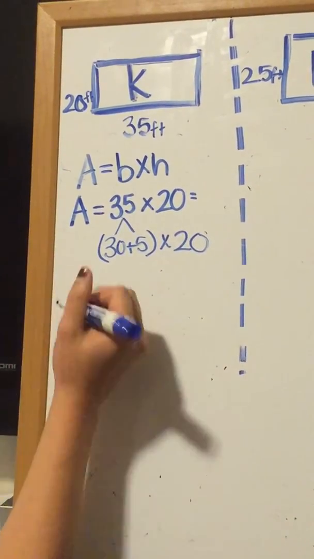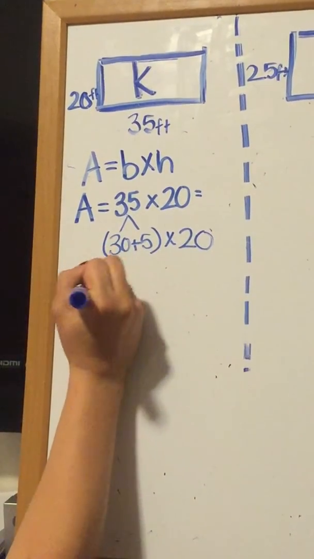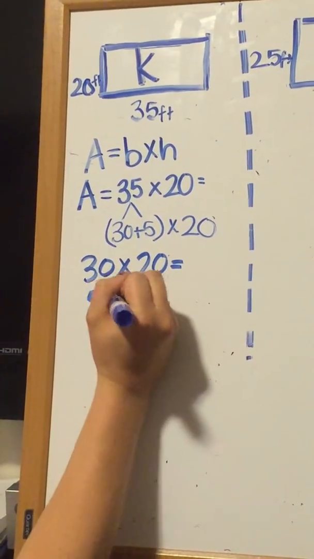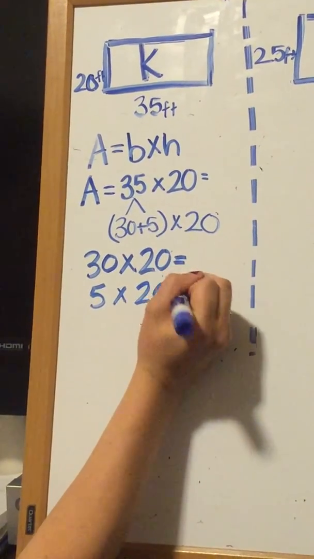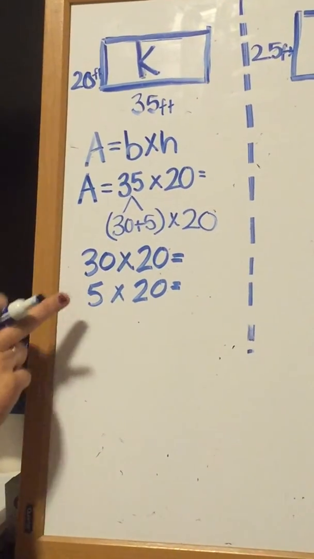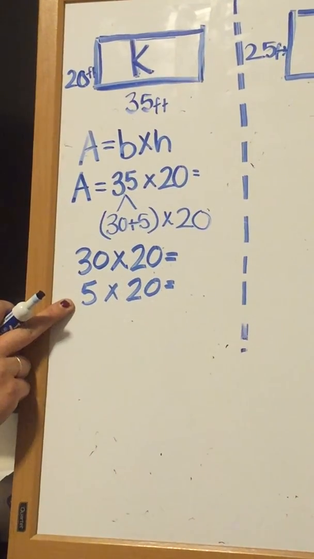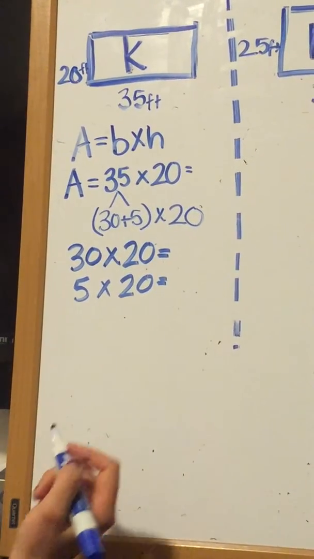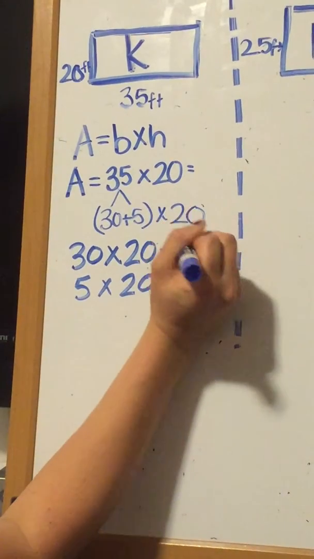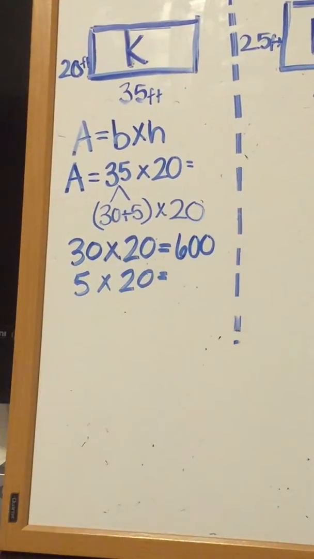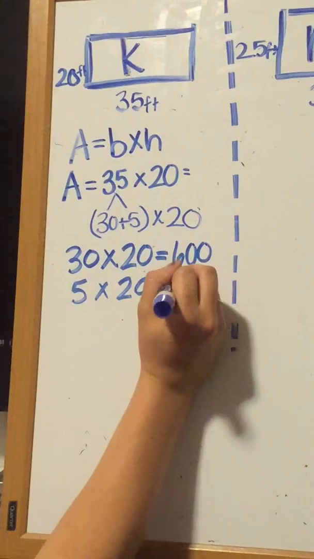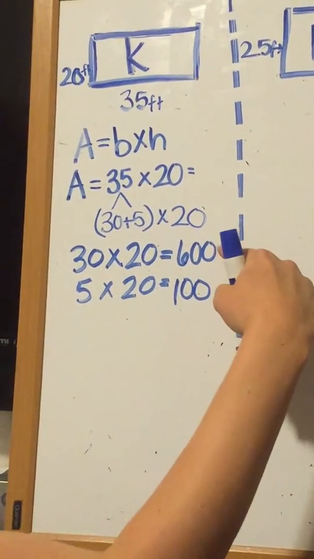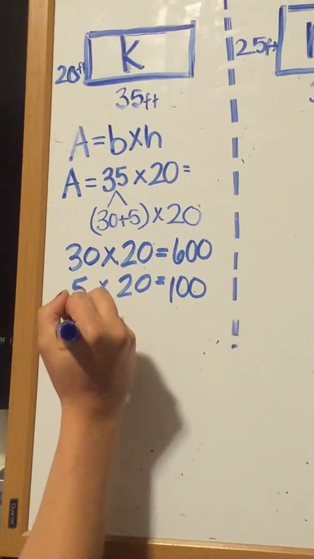Then we will multiply them separately, 30 times 20 and 5 times 20. Once we get the answer to each of these problems, we are going to add the totals together to get the total area of Carl's garden. 30 times 20 is 600, and 5 times 20 is 100. Now, since we have the answers to each of these problems, we are going to add them together.